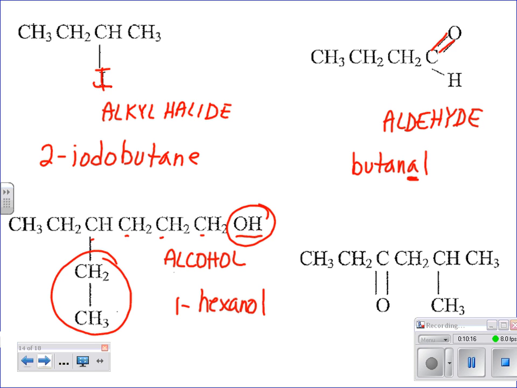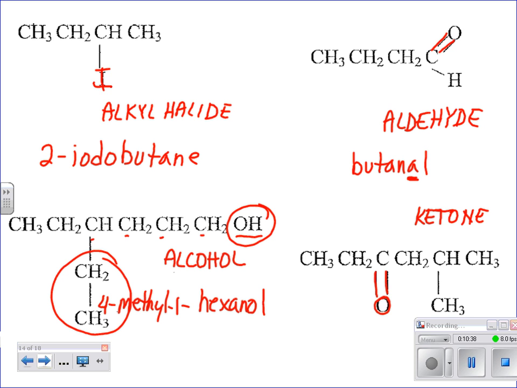So we have a 1-hexanol and then a 4-methyl on top of that. So it becomes 4-methyl 1-hexanol. And last one on this slide is going to be this double bonded oxygen in the middle of our chain. So that's going to be a ketone.